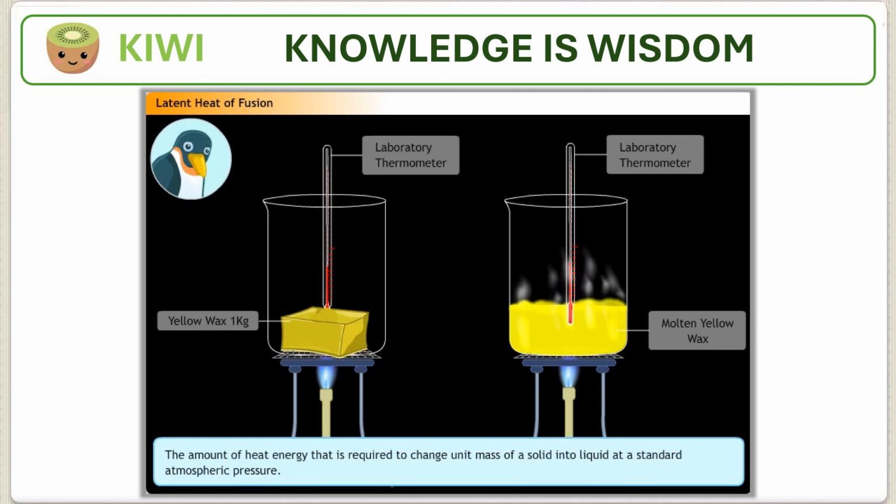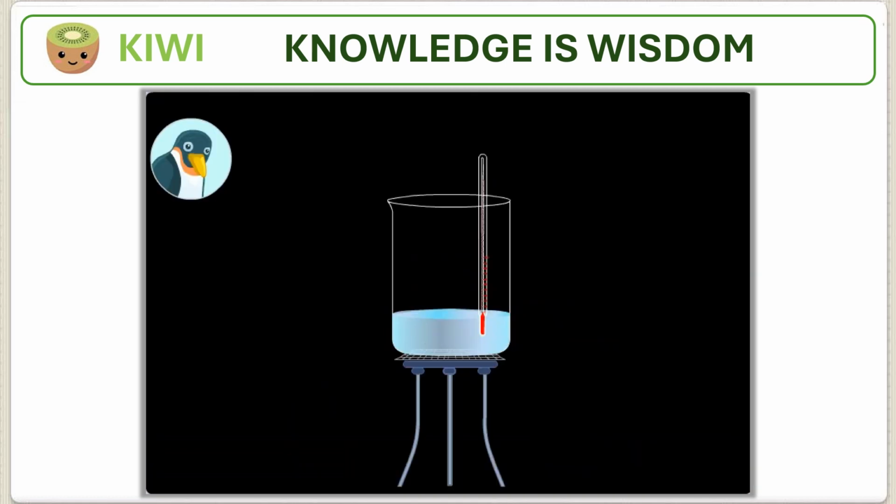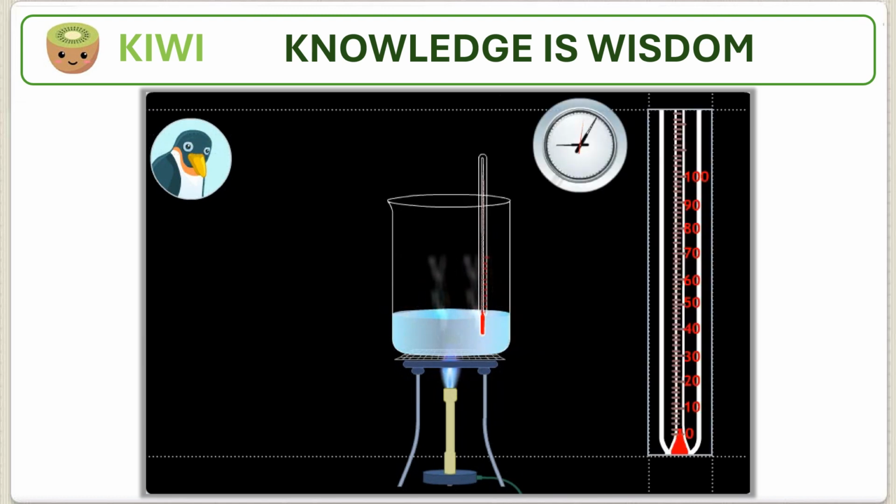The latent heat of fusion for any substance is the amount of heat energy required to change 1 kilogram of the substance from its solid state to its liquid state at the same temperature. Getting back to our experiment, let's continue to heat the water and note down the thermometer reading every minute.